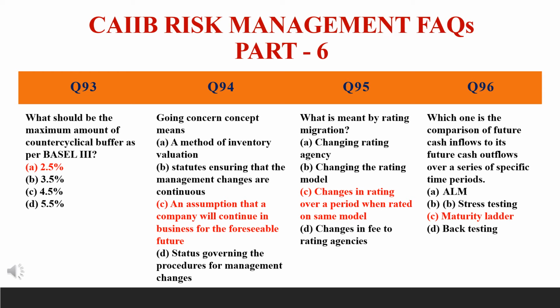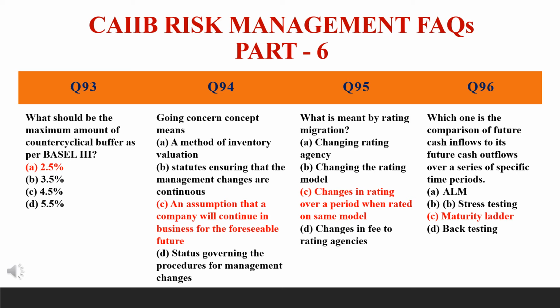See here, why? Because the maximum counter cyclical buffer, CCB, which is prescribed under Basel 3 guidelines, is 2.5% of the risk weighted assets. The CCB is to be maintained as CET1 capital.